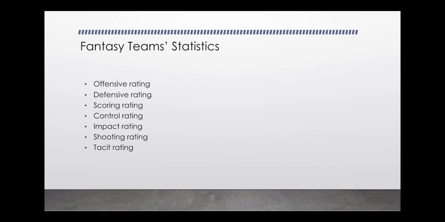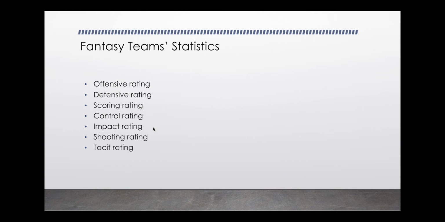With the player's statistics, we can calculate their total ratings if we put any 5 of them in the same team. The first 3 ratings, offensive, defensive, and scoring ratings, are calculated as the weighted sum of the individual ratings, and the weights are based on the time each player played on the court. The control rating is the ratio of the sum of individual assists to the sum of individual turnovers. The impact rating is simply the sum of individual impact ratings.